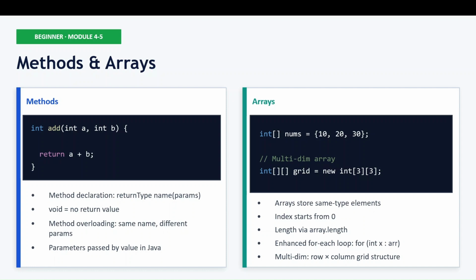And if you want to declare a multi-dimensional array, it is like int array grid is equal to new int 3 by 3, which means it's a multi-dimensional array of size row by column, a grid structure. If you declare int 3 by 3, it is a 3 by 3 array. And if you need to visit every element in this multi-dimensional array, you need to use a for loop. A for loop is a very clean option when you need to read from the array.